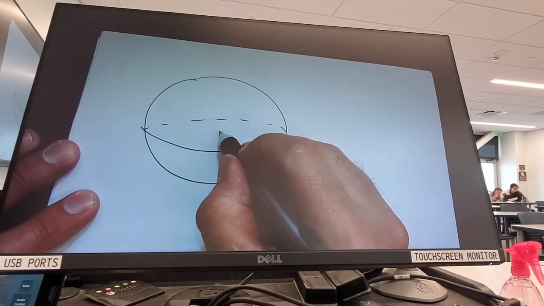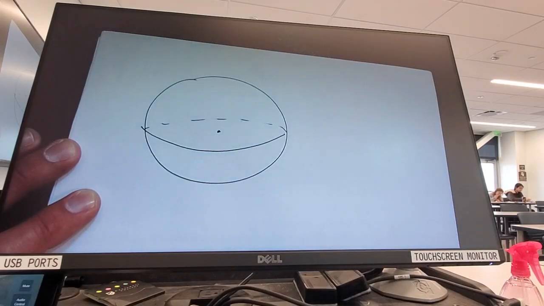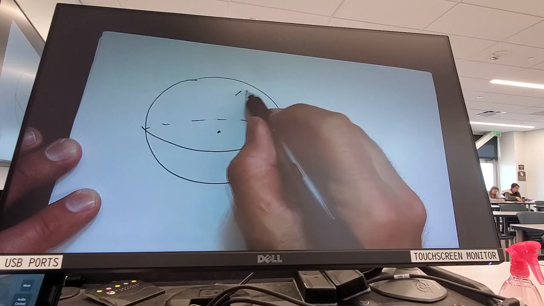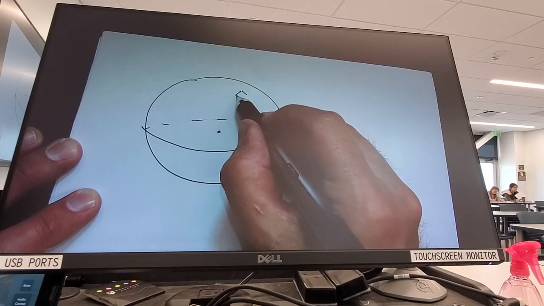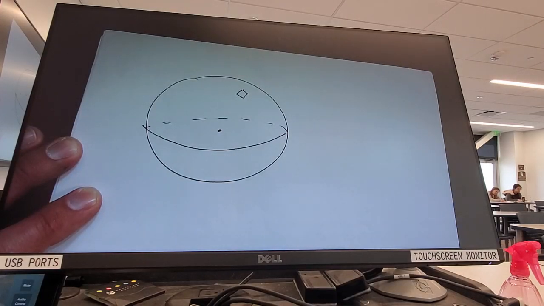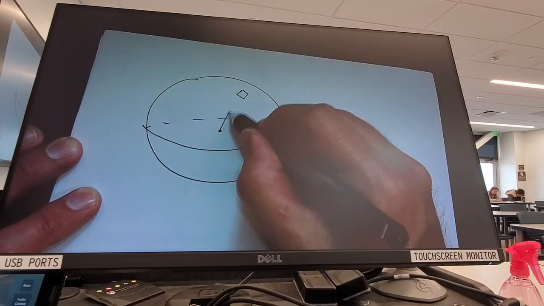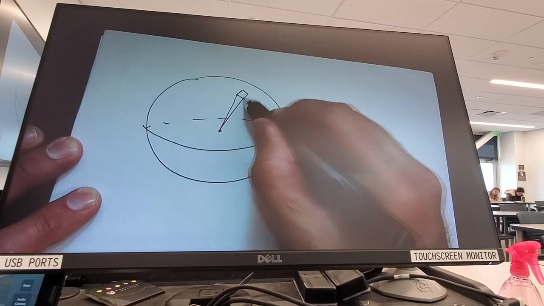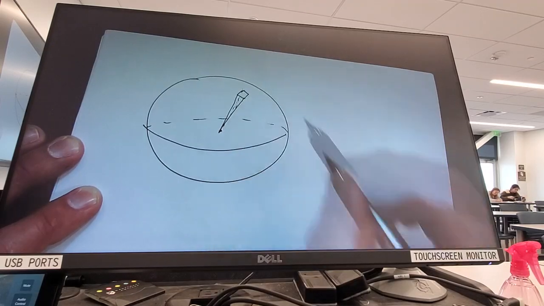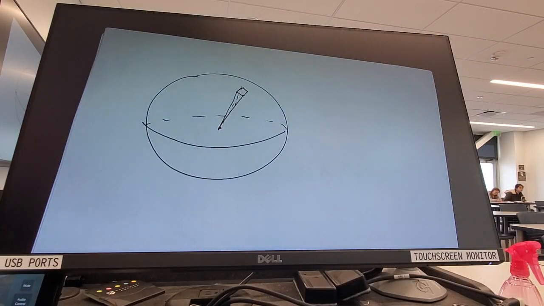Well, let me see if this makes sense. What if I start at the center? Well, let me say this. What if I draw a really tiny, it wouldn't really be a square, but a really tiny little thing on the surface of this, yes? And then I connect every corner to the center.